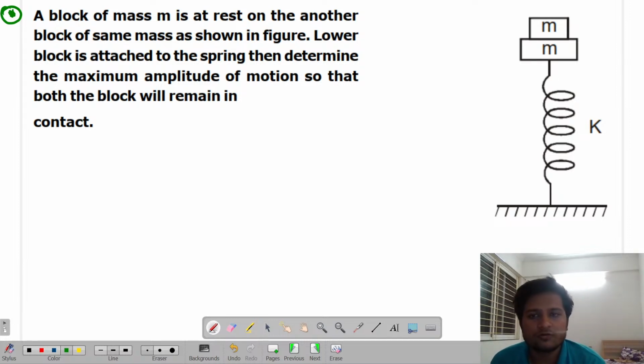Read the question. A block of mass m is raised on the block of same mass. Lower block is attached to the spring. Then determine the maximum amplitude of motion such that the block will remain in contact.